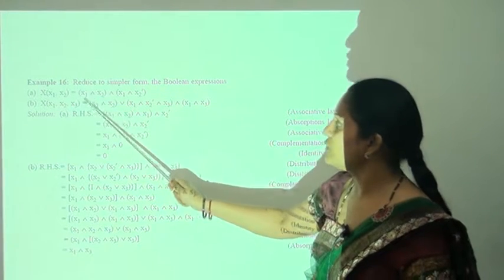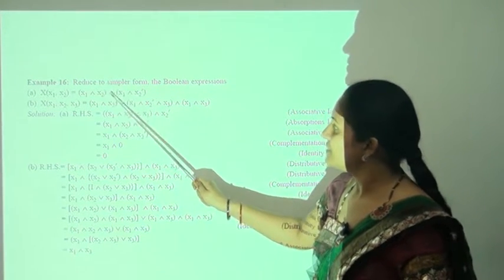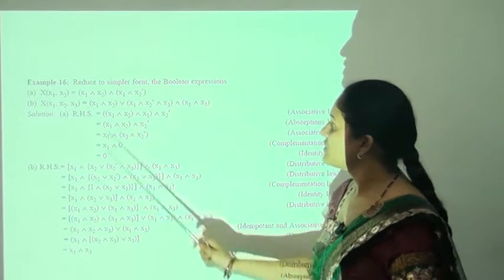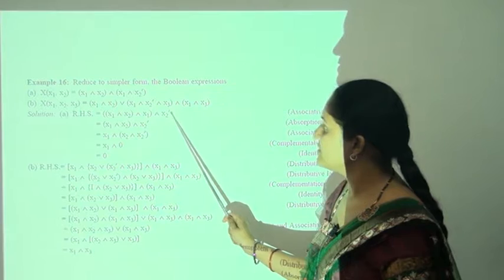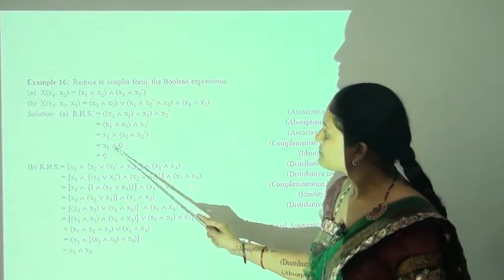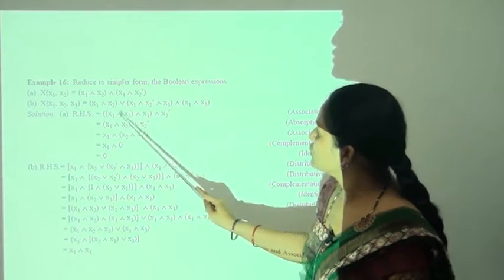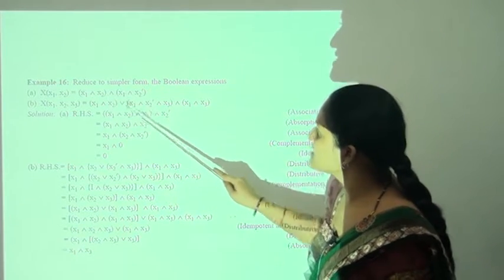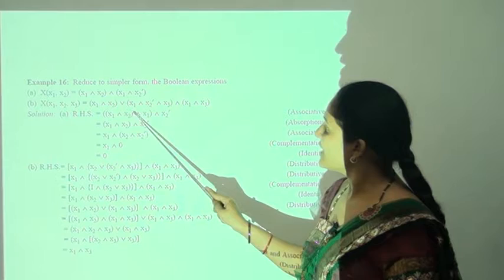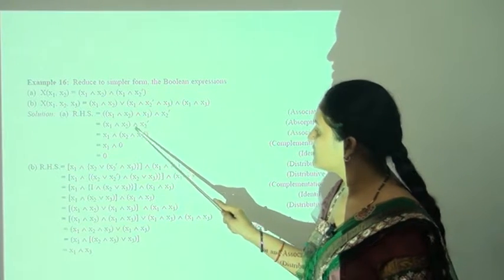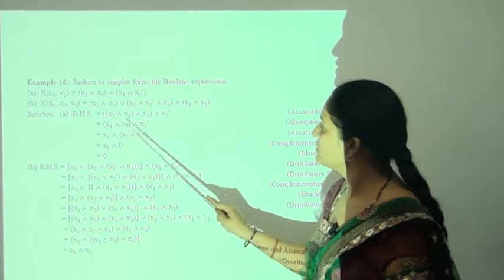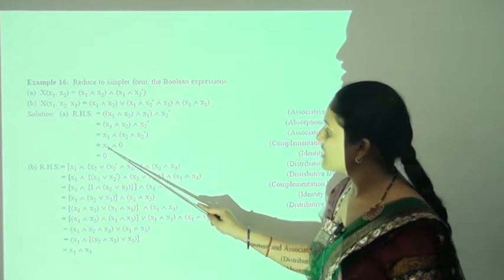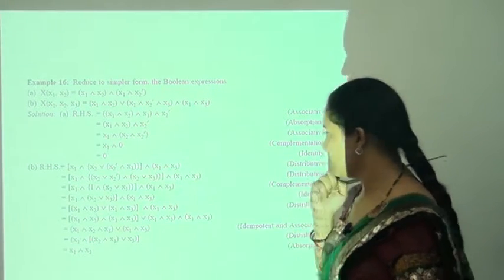x1 x2 equal to x1 meet x2, that means x1 meet x2 complement. So for this is the right hand side, RHS. So here from this two, x1 meet x2 and x1, here x1 is common, so x1 meet x2 meet x1, so x1 into x2, that meet x2. Again if x2 meet x2, that is 0, so x1 meet 0 equal to 0.